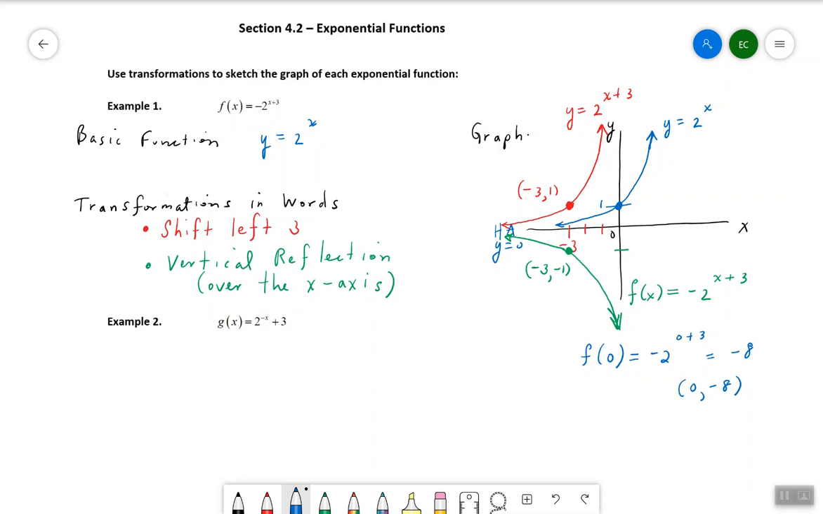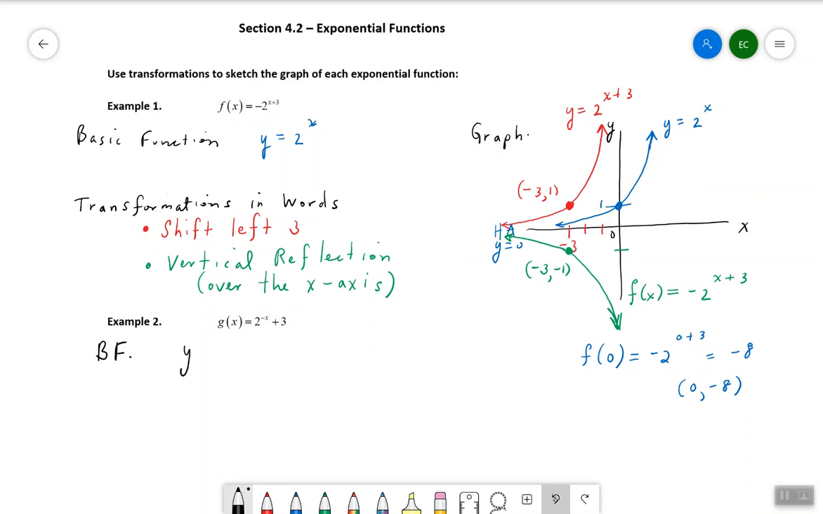Okay, let's move on. Let's go to example 2. In example 2, we have a very similar function, but different. Notice our basic function is still going to be, our basic function is still y equals 2 to the x.